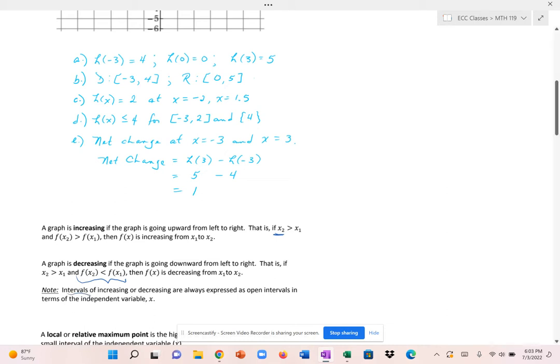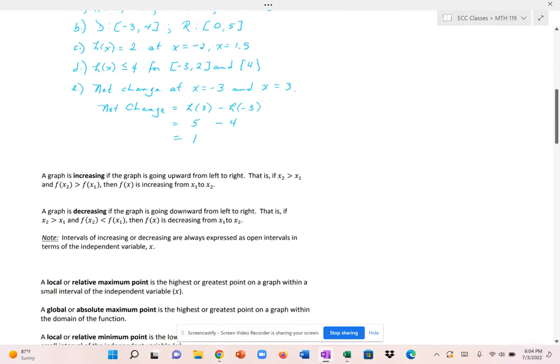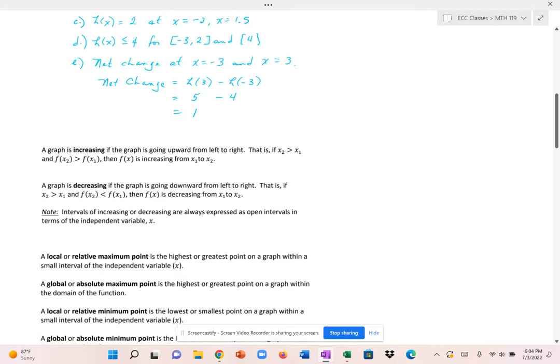You can express intervals of increasing or decreasing as open intervals in terms of x. So when you're asked to determine on what intervals a graph is increasing or decreasing, you want to express that in terms of x. Even though you're looking at the behavior of the y values, you want to express your answers in terms of open intervals in terms of x.